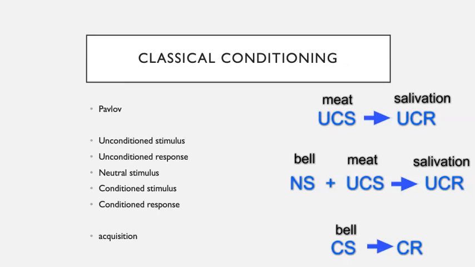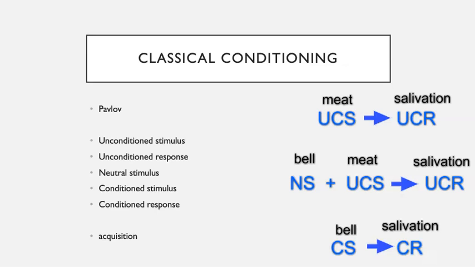At the same time, when that happens, now the salivation is called a conditioned response. So the unconditioned response and the conditioned response are the same thing. The neutral stimulus and the conditioned stimulus are always the same thing. What determines when you call it unconditioned stimulus or unconditioned response or conditioned response or neutral stimulus or conditioned stimulus is when that bell caused the salivation. So that is classical conditioning.